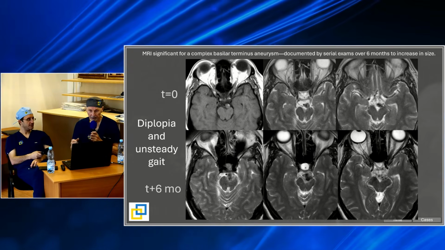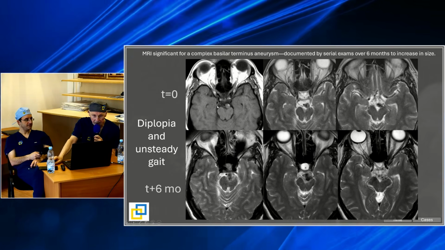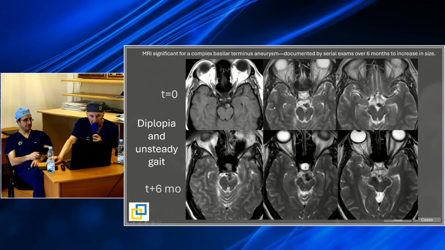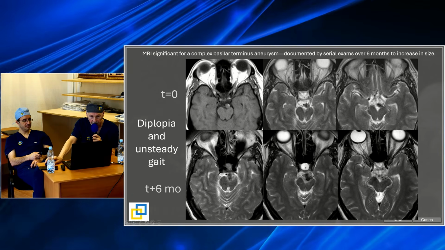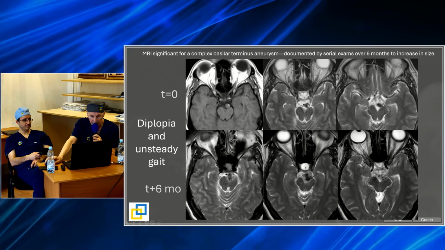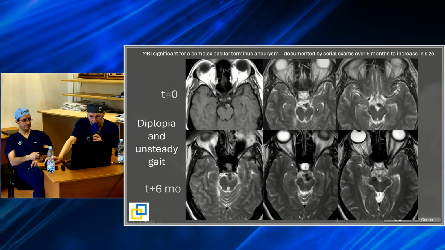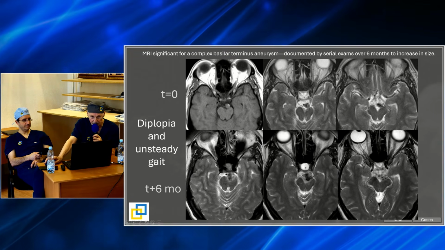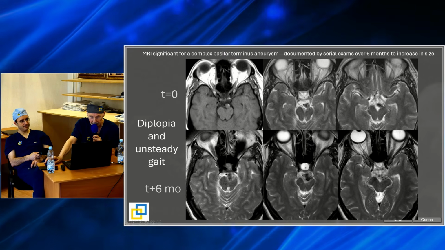So this is a different kind of case. It's a lady that came in with diplopia and a little unsteady gait. This is the initial aneurysm. I'll show you the angiogram in a minute, but it was a little complicated, so people decided, let's just treat this conservatively and watch her.